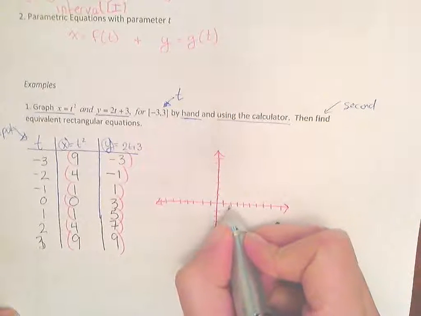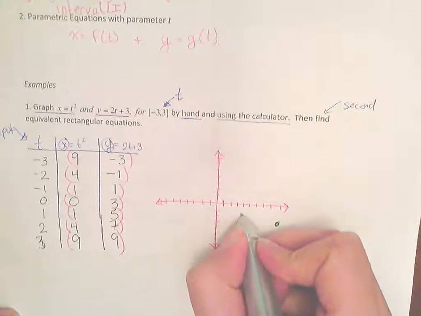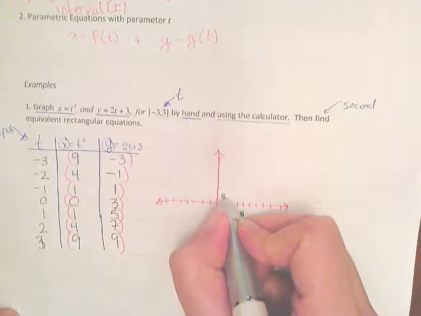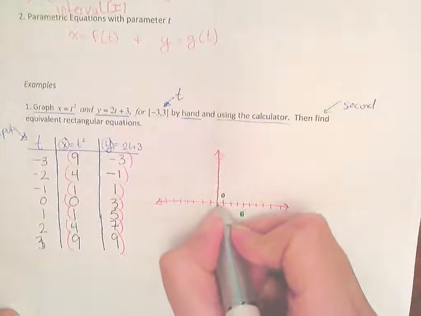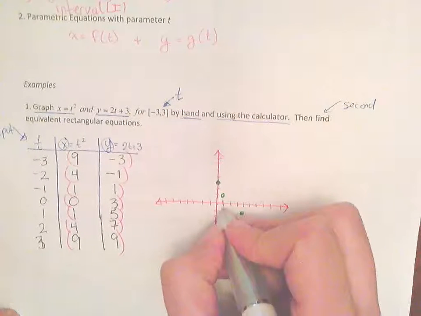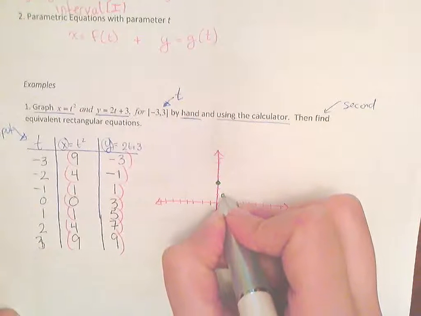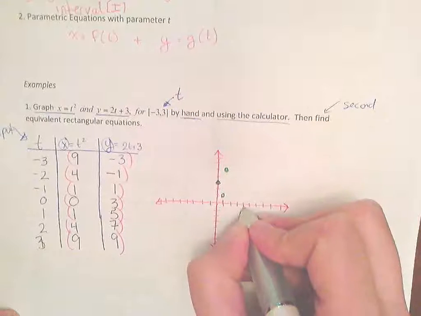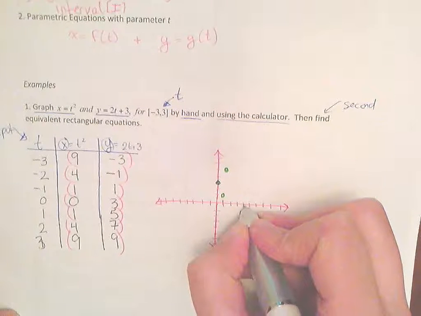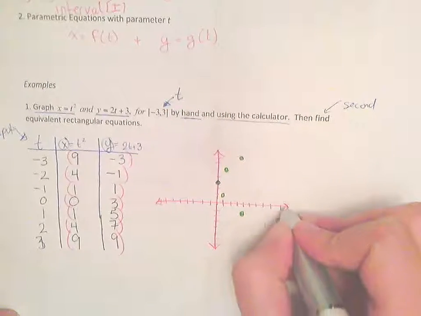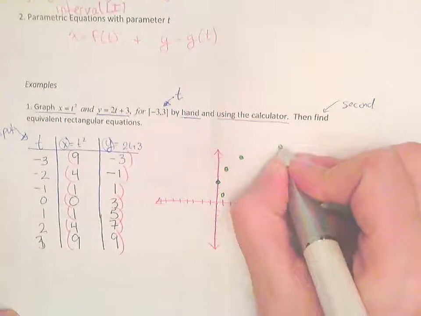4, negative 1, 1, 2, 3, 4, negative 1, 1, 1, 0, 3, 1, 5, 4, 7, and then 9, 9.